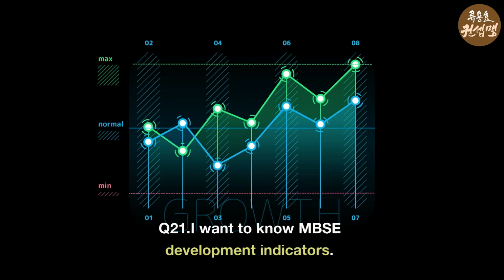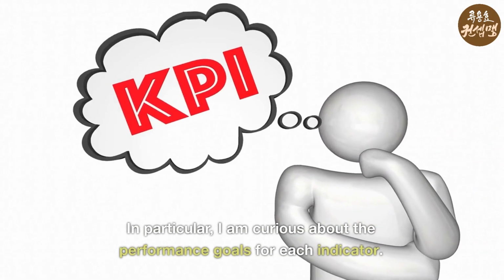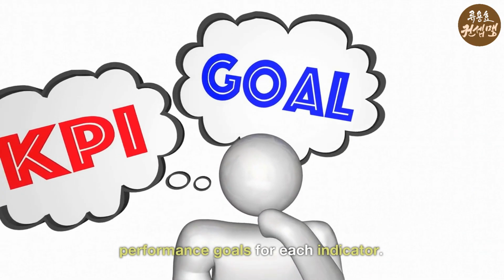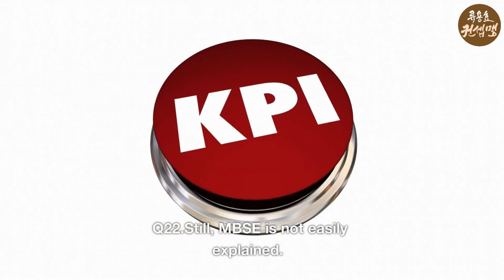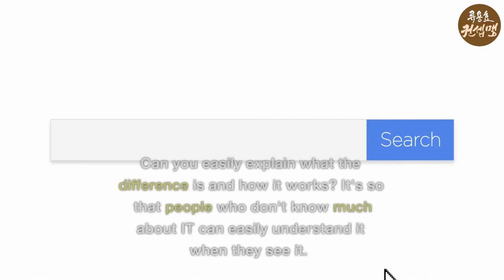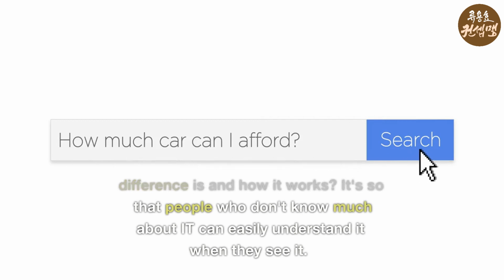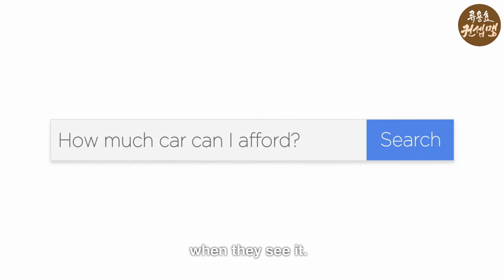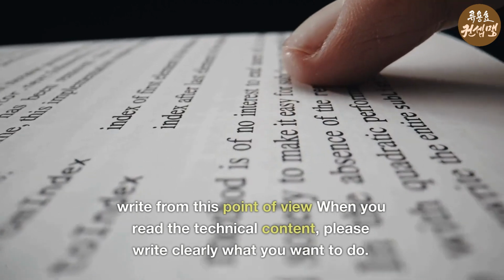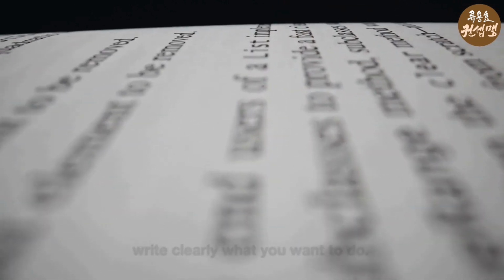Q21. I want to know MBSE development indicators. In particular, I am curious about the performance goals for each indicator. Q22. Still, MBSE is not easily explained. Can you easily explain what the difference is and how it works? It's so that people who don't know much about IT can easily understand it when they see it. Right from this point of view, when you read the technical content, please write clearly what you want to do.